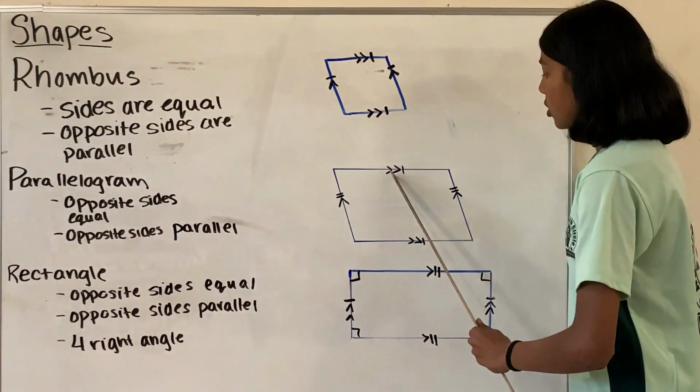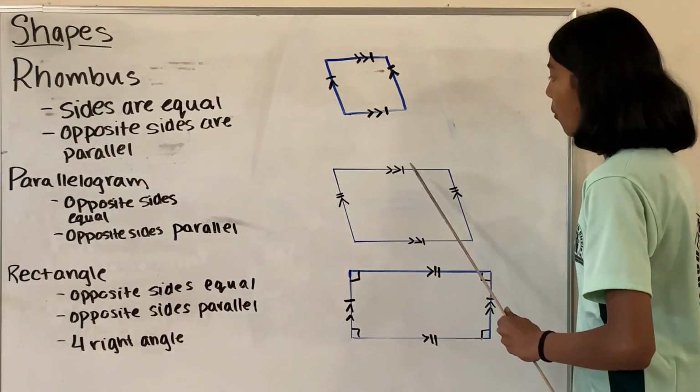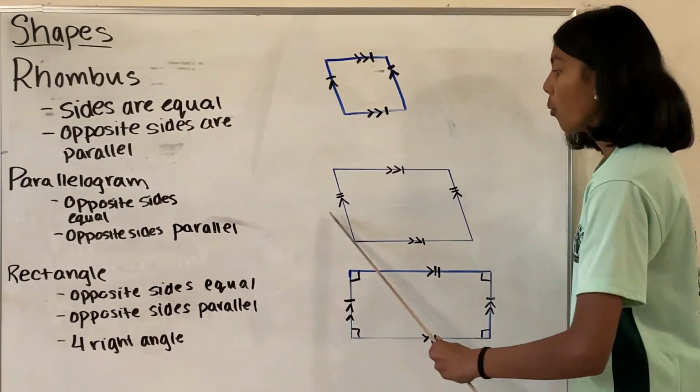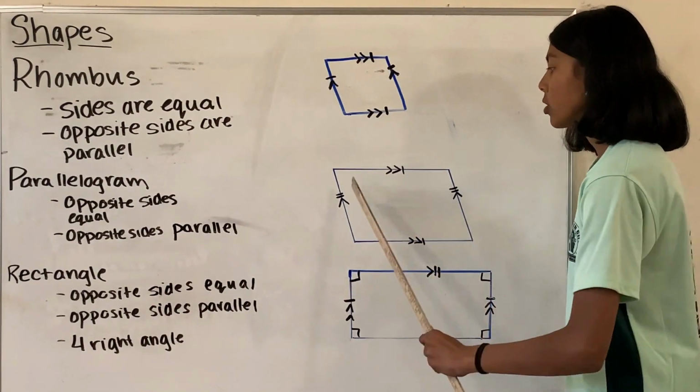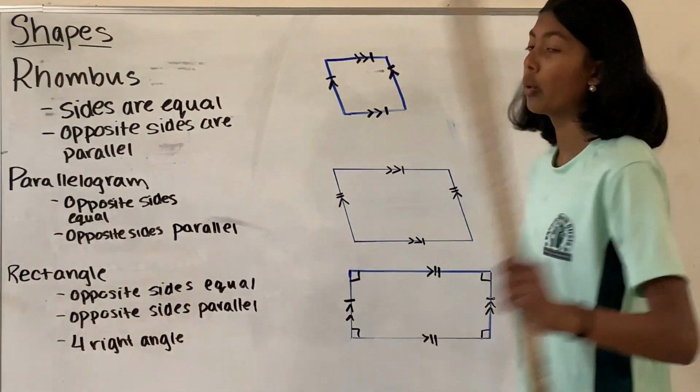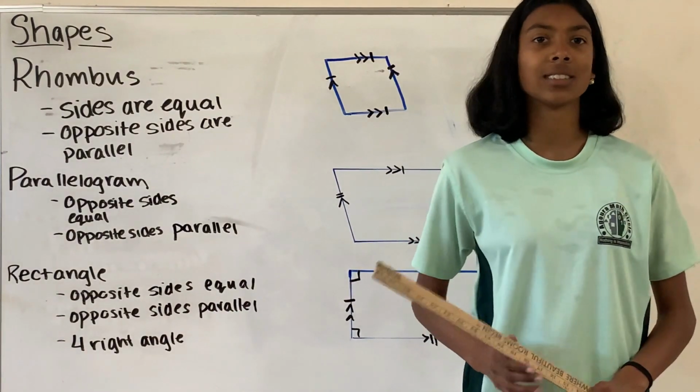So 2 arrow, 2 arrow. These are parallel. 1 line, 1 line. These are equal. 1 arrow, 1 arrow. These are parallel. 2 lines, 2 lines. These are equal. And so on.